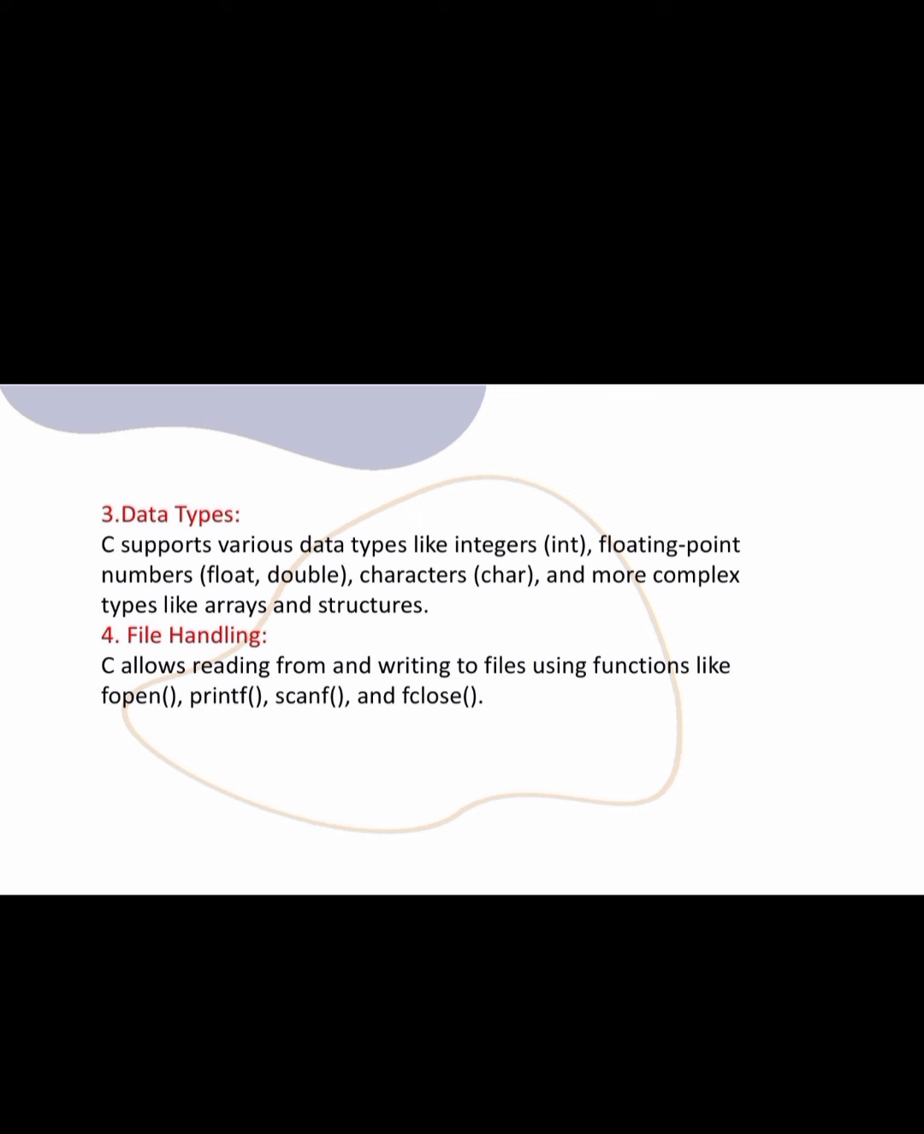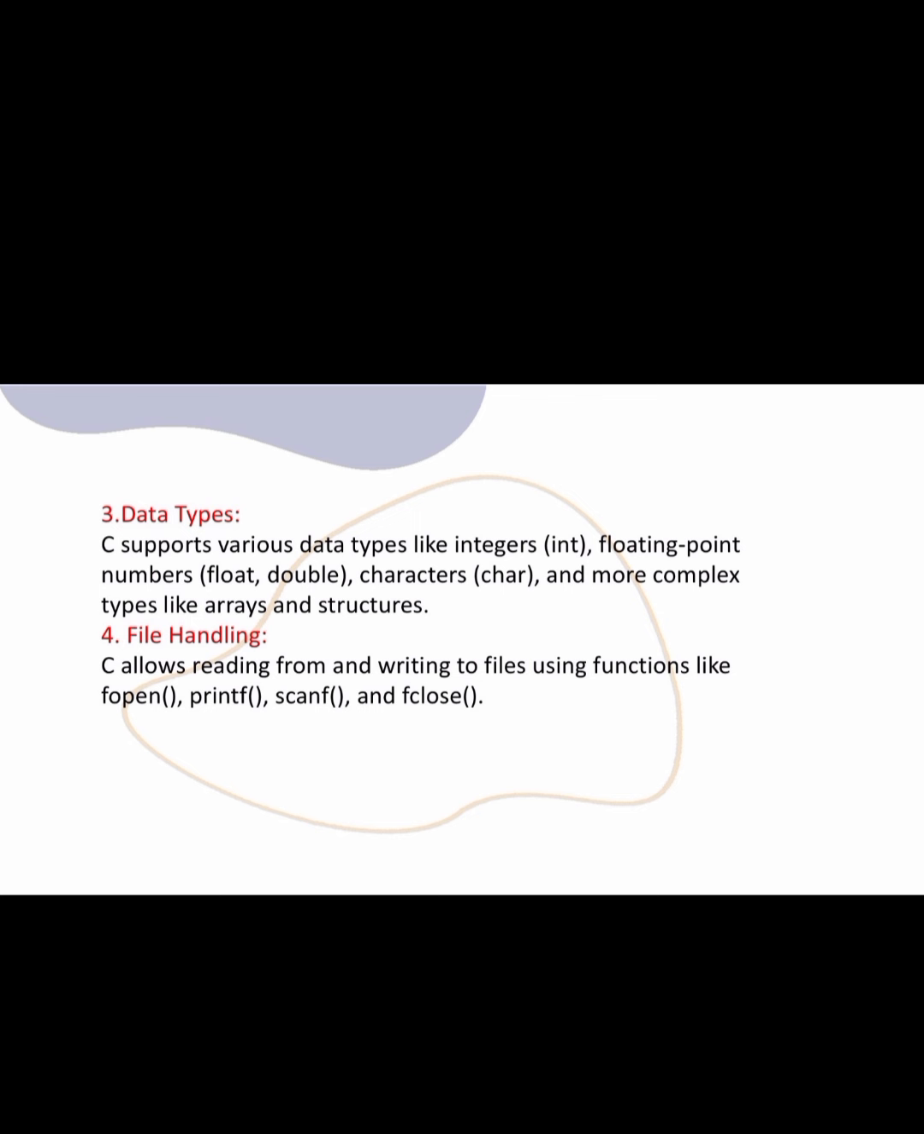Int is used to store integers like 1, 2, minus 5, etc. Float is used to store a decimal or floating point number. Float has less precision than double. Char stores a single character like A to Z. C also supports complex types like arrays and structures. These data types help you to control what kind of value your variable can hold.